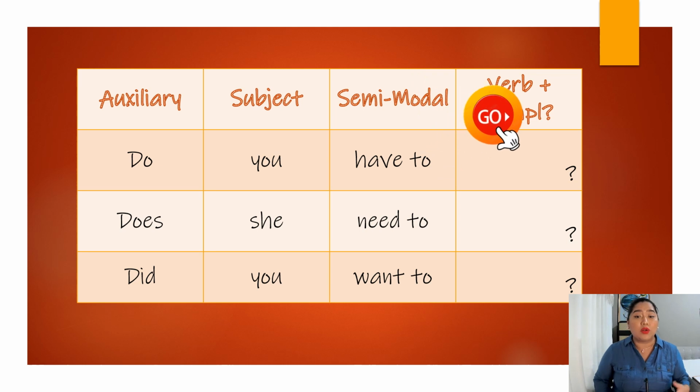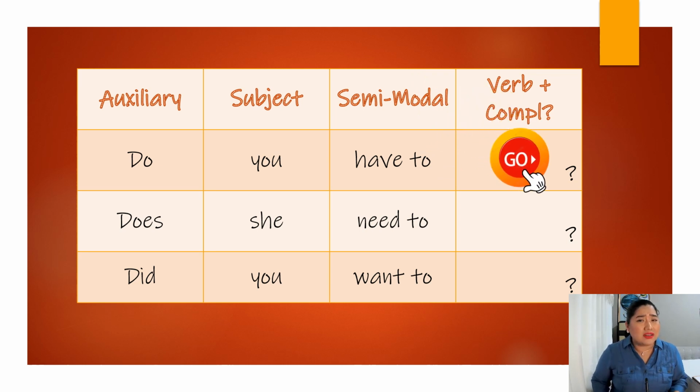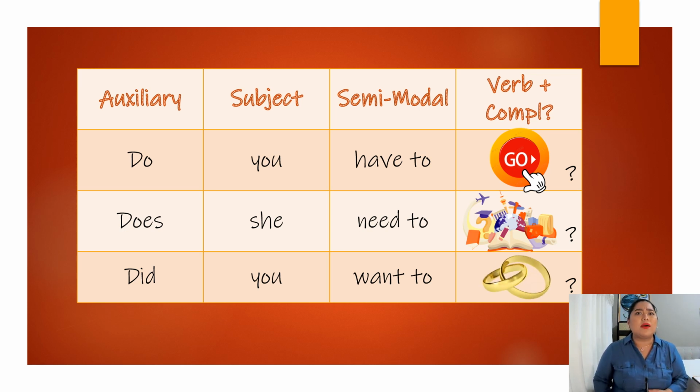For example, do you have to go? Or does she need to travel? Does she need to study? Do you want to get married? Yes, I did. No, I didn't.